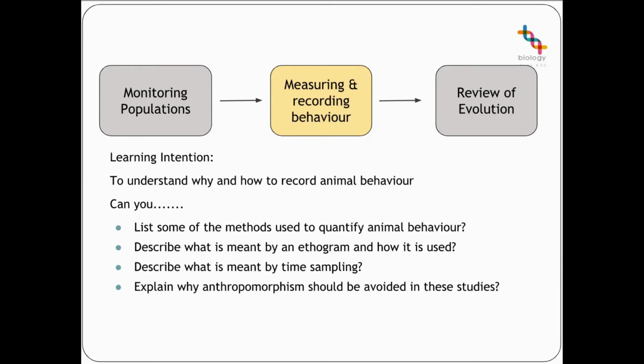So we're looking for you to be able to list some of the methods used to quantify animal behaviour. Describe what's meant by an ethogram and how it's used. Describe what is meant by time sampling. Explain why anthropomorphism should be avoided in these studies.